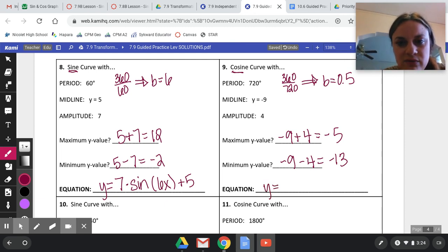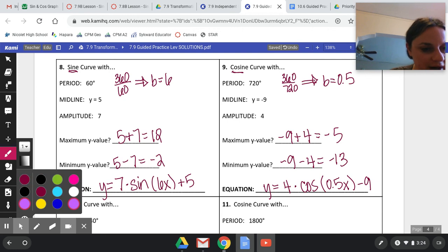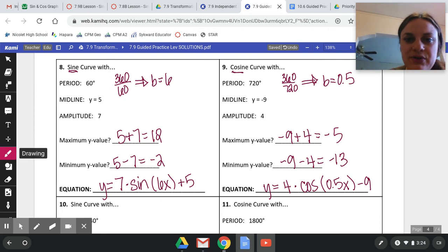So y is equal to, my amplitude is 4, that goes out front. 4 times, I'm told that I'm working with a cosine curve, so there it is. My b value is 0.5, so that goes in times x. And then my k value is that midline, so I am subtracting the 9. Okay, so I'll write on here some notes. Just remember, this tells you your b, right? The midline, that 9, tells you your k. The amplitude tells you your a, and that is all that you need to fill in.